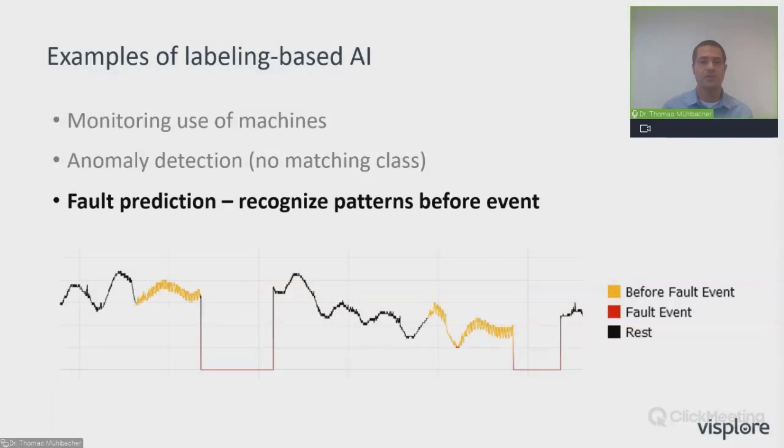And a third example is fault prediction. In this case, the analytics learns to recognize patterns that occur before the fault event. So for example, here, we also see an oscillating pattern marked in orange that occurs before such shutdown periods. In all these cases, the AI learns to predict a class based on labeled sensor data.